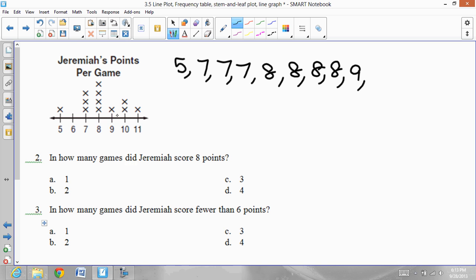Look at the X's to tell you how many times you're going to see it. And 10 points, he got it twice in the game. And 11 points, he got it once in the game. Please make sure that you pause the video, rewind the video to understand what I am telling you.